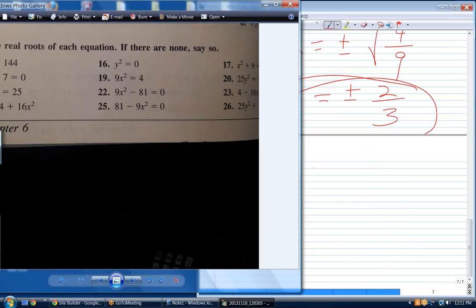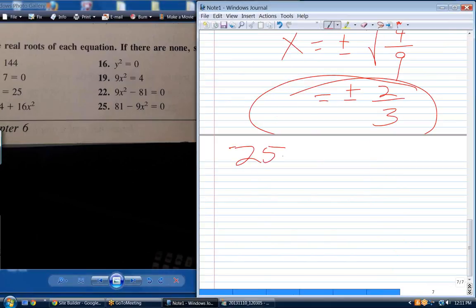What does this say? 25y squared equals what? -16. First step? Isolate y, so divide by 25 on both sides. Next step? Did you forget a negative sign on 16? Ah, I did. Thank you.